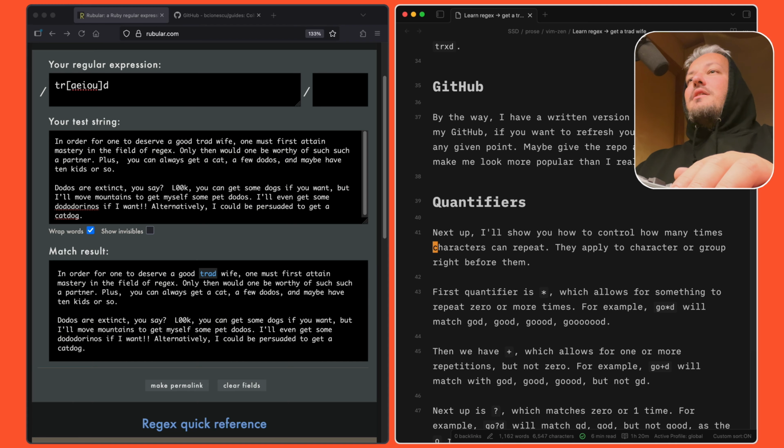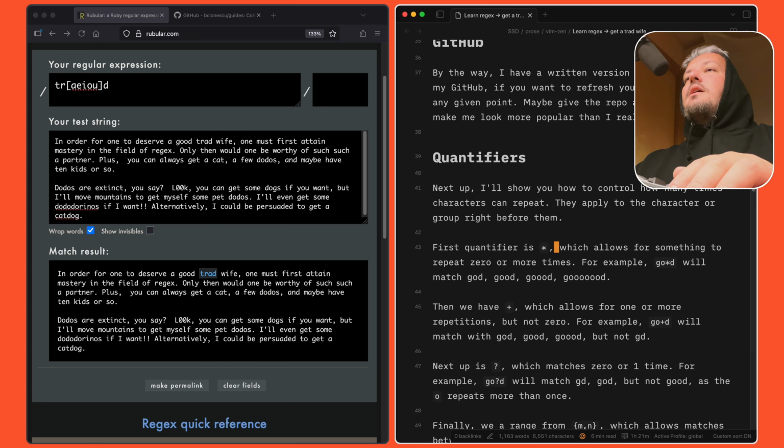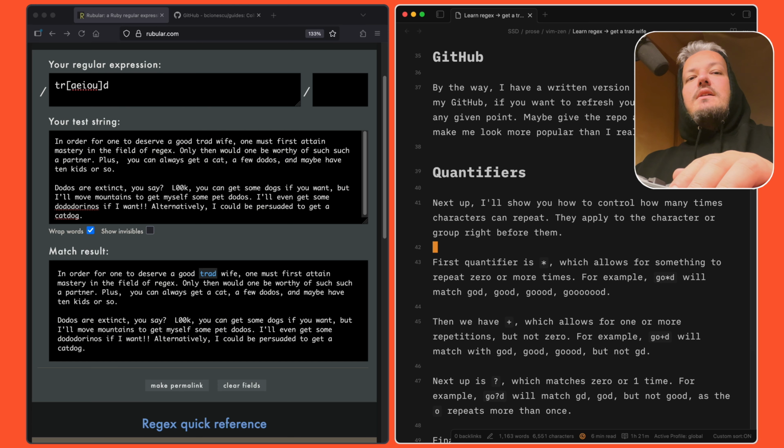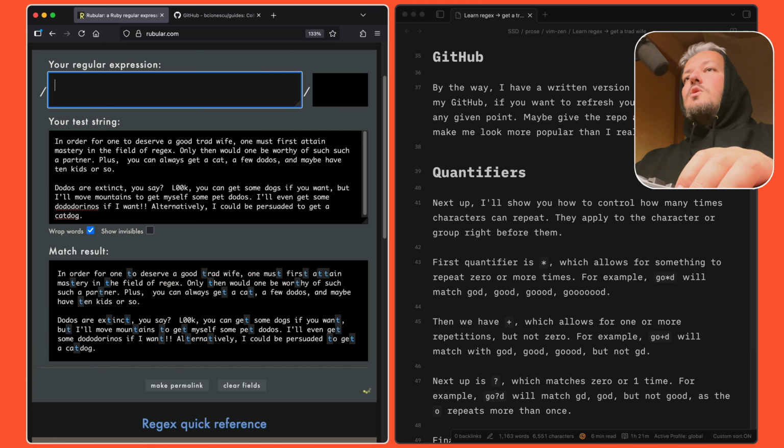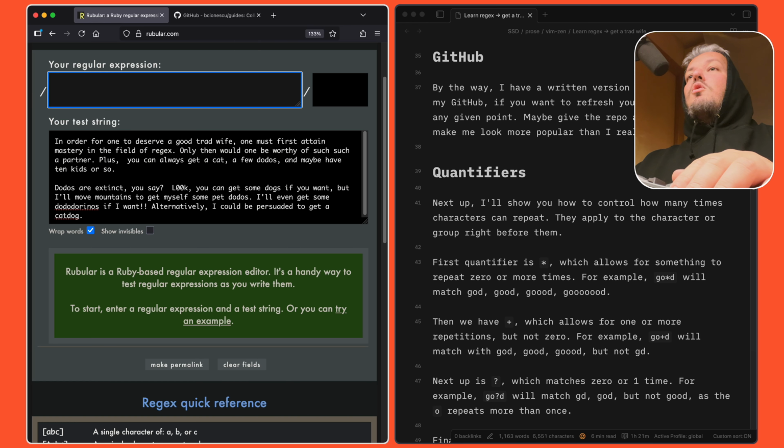Next up is quantifiers. So I'll show you how to control how many times characters can repeat. They apply to the character or group right before them. So this might not make sense right now, but I promise it will make sense in a second. So the first quantifier is asterisk, which allows for something to repeat 0 or more times.